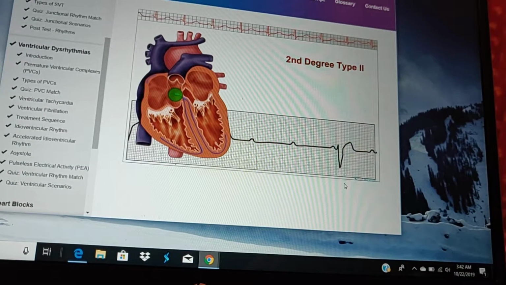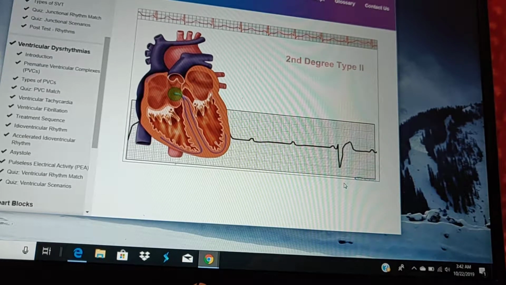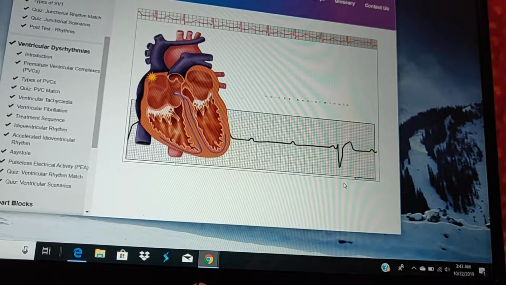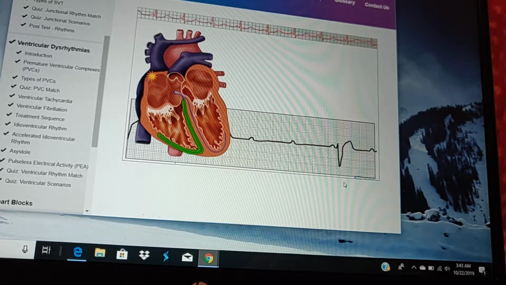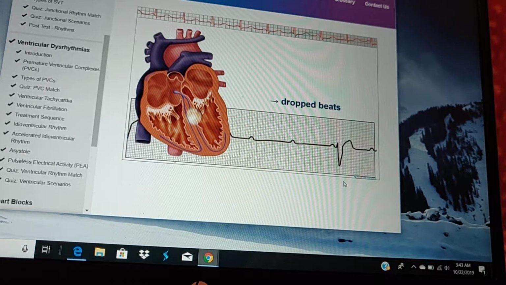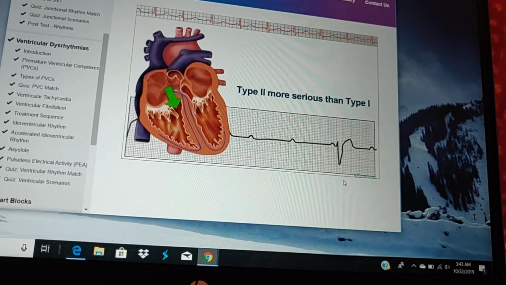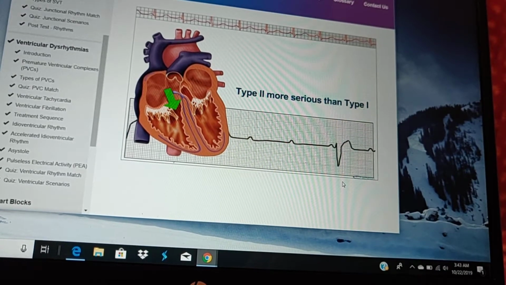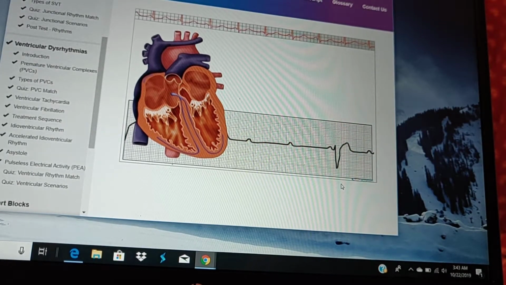A second-degree block type 2, which is also known as Mobitz 2, usually occurs below the AV node. The sinus node discharges at a normal rate of between 60 and 100 beats per minute, but the impulse is usually generated from bundle branches, causing dropped beats. Because the conduction delay is below the AV node, type 2 is more serious than type 1 and is more likely to progress to a complete heart block. Treat the patient and consider pacing if symptomatic.